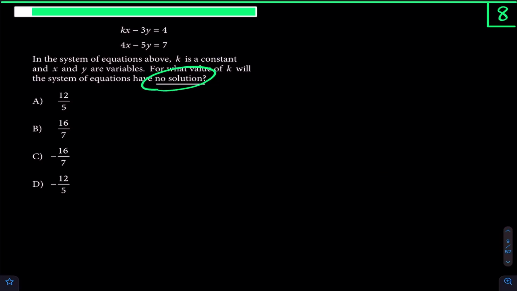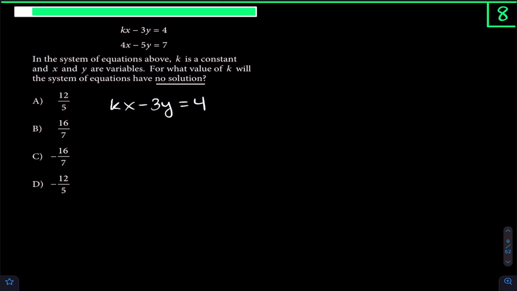Remember, if we have no solutions, that means that these two lines right here have the same slope. That's what piece of information this gives us, because without it, there's no way that we can find k here. So if we know these two lines have the same slope, then we can find the slope of each of these lines, and we can set them equal. That's how we're going to be able to solve for k, and you're going to see that. So let's start off by finding the slope of kx minus 3y equals 4. We got to get that into y equals mx plus b form so we can see what the slope is.